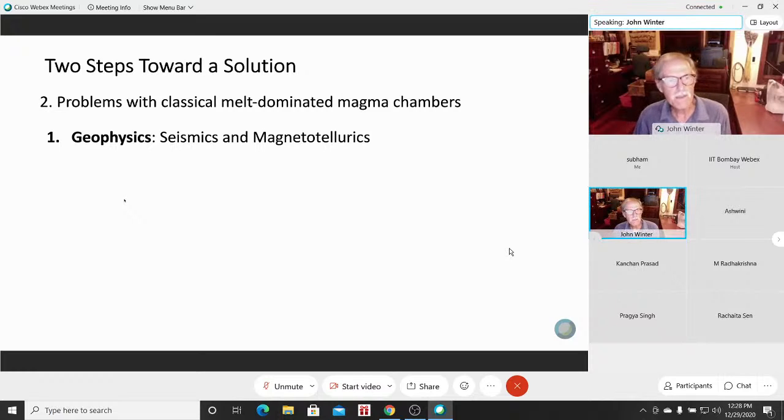Magnetotellurics are a method in which you can determine the electrical conductivity at depth. And that is much better at imaging small percentage melts. And magnetotellurics are now suggesting, as seismics say, there's no big melt-dominated anything down there. Either this is an unusual time in which all of the magma chambers have already solidified, or they just never really existed in the first place. Magnetotellurics say there's stuff down there that's got a lot of liquid in it, but it is dominated by crystals, not liquid. A term we now call crystal mush.